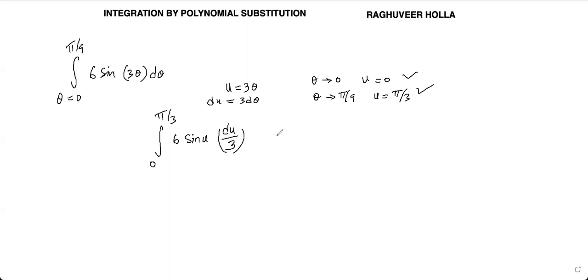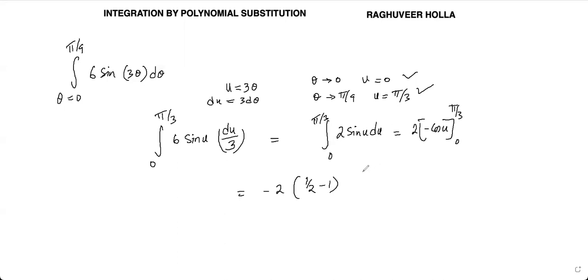Now this will be the integral from 0 to pi by 3 of 2 sine u du. Okay, so which is 2 times minus cos u from 0 to pi by 3. So this will be 2 into 1 by 2 minus... cos pi by 3 is 1 by 2, and cos 0 is 1. So which will give the result as 1.